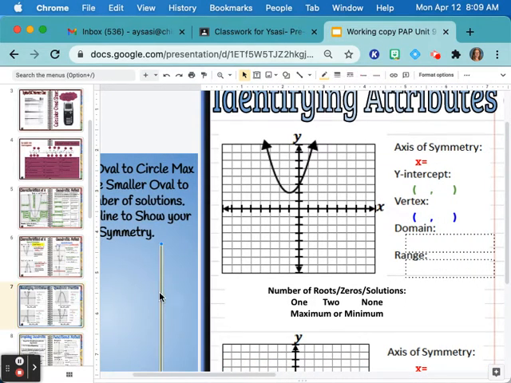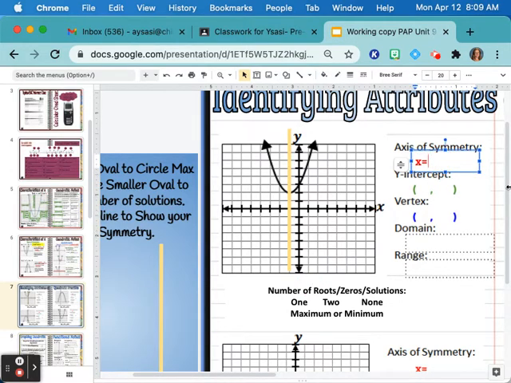Oop, we have a line here. So the axis of symmetry cuts it in half, so you can see it on there. So our axis of symmetry, the line, is x equals -1.